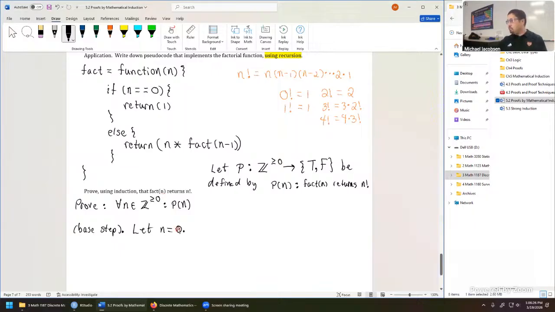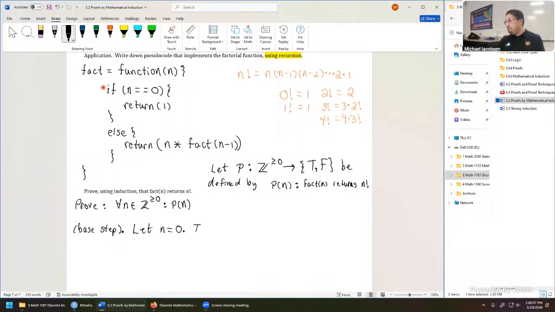When n is 0, we're trying to prove this statement. Factorial n returns n factorial, the actual mathematical function, where this is our pseudocode. So we're kind of doing something similar to what we did in the very first section of the course. We wrote down pseudocode for a summation, and then we traced it. Here, if n is 0, we're going to trace through this code and see what happens. The immediate thing that occurs is that block is executed. So let's say that's right here.